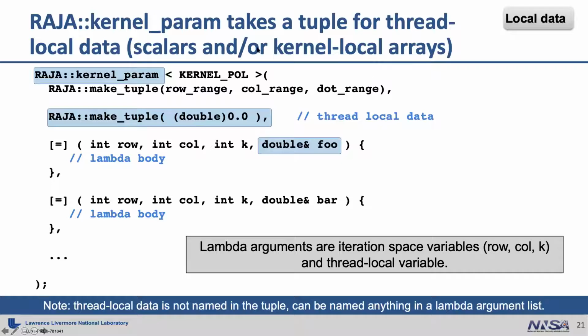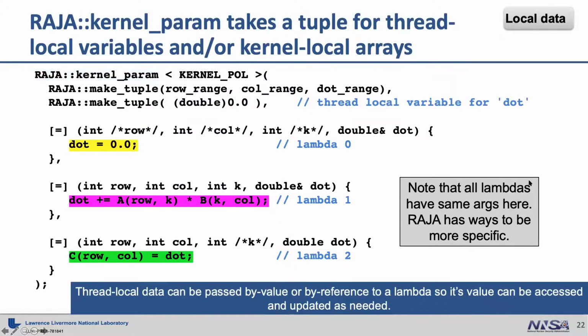To do this, we also want some thread private data or thread local data. That happens using the template kernel param. It's like kernel, except now you can pass in an additional tuple that has all your thread local data inside of it. Then each of your lambdas is going to have that as its next parameter. One thing to note here is that all your lambdas are going to have the same arguments. This is so that RAJA can do its template mapping for these different kernels. So even though we don't use anything inside here other than dot, we still need to pass it all into the lambda when we declare it.